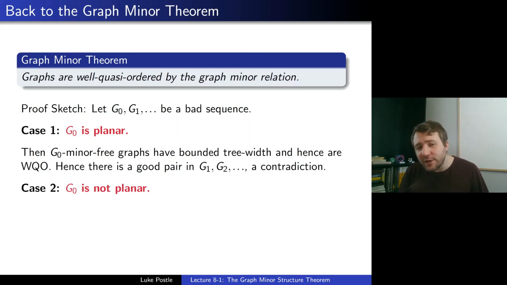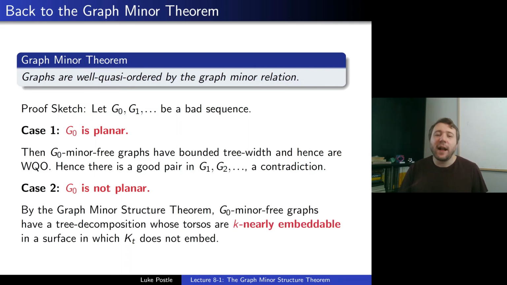Case 2 is that G0 is not planar, right? So if it's not planar, what does it mean? Well, then by the graph minor structure theorem, G0-minor-free graphs have a tree decomposition whose torsos are k-nearly embeddable, in which K_t does not embed. So recall that.